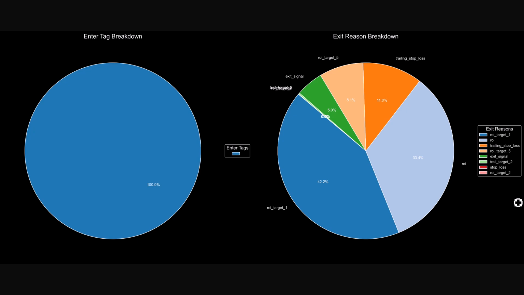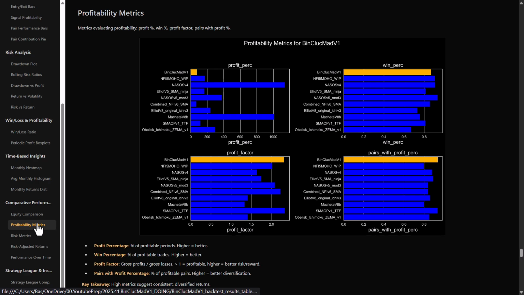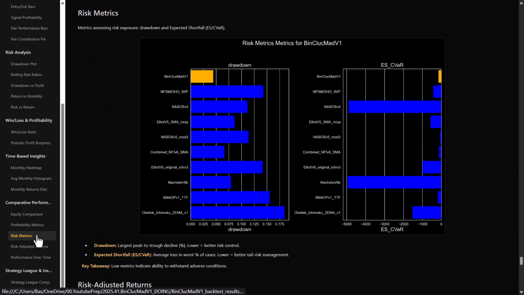If we compare the current equity with the other top 10 strategies, then we can see that this is not the most profitable one in the backtest, but it's one of the most stable ones. And in the profitability metrics we can see here that the Algo has almost the highest profit factor, win percentage and pairs with profit percentage. While at the same time the risk metrics are the lowest of all the top 10 strategies.